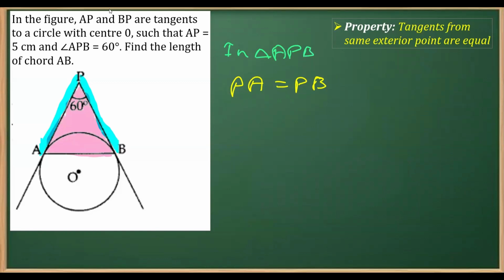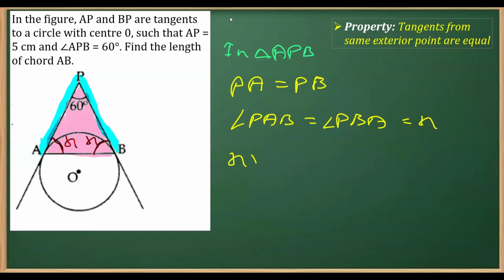So, as you know, angles opposite to equal sides are equal. So you can say that this angle is equal to this angle. And say if I name this as X, since two sides are equal, therefore angle PAB is equal to angle PBA. So let's say they are both X.